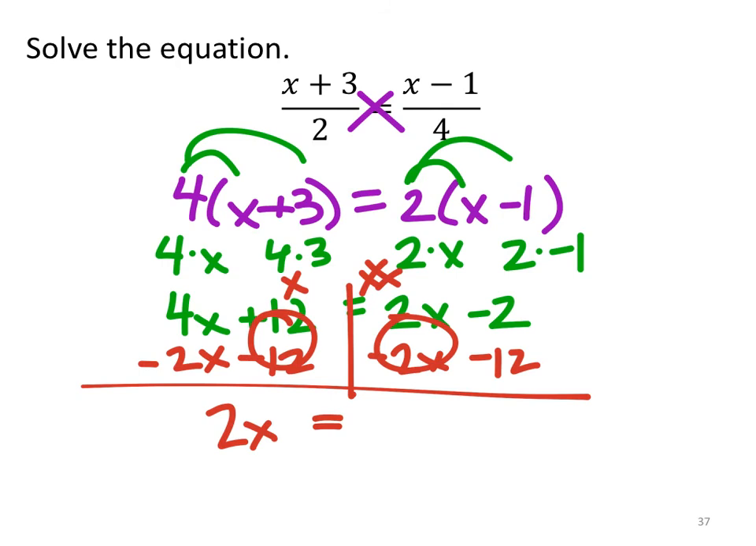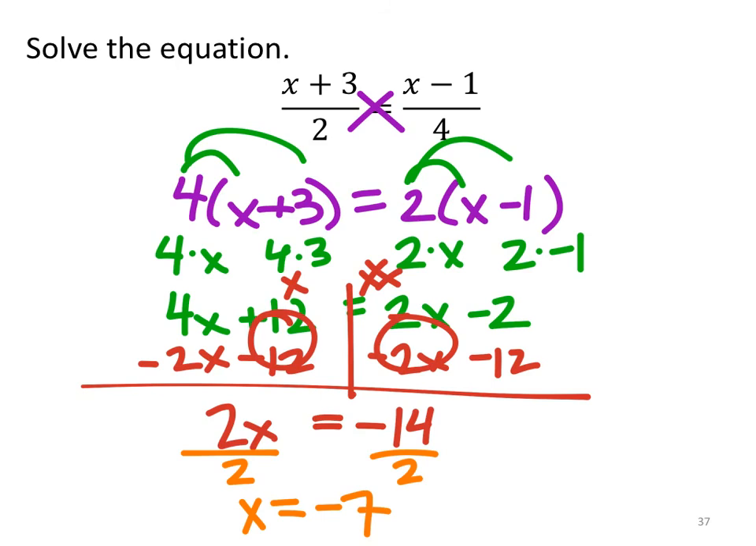Because I've maintained equality, that's why it works, okay? Negative 2 minus 12 is going to be negative 14. And now I have a one-step equation. And yes, it does shorten the video, but I didn't do that just for the shortening purpose. Now I've got 1x equals negative 7.